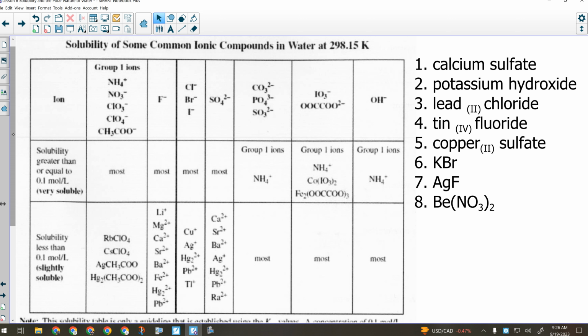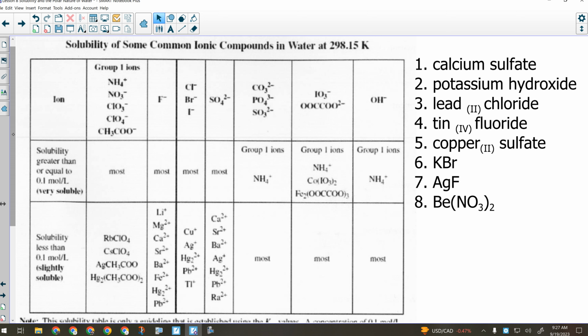So the solubility chart works like this. It'll tell us whether something is soluble or only slightly soluble. When they say slightly soluble, we're going to say, for all intents and purposes, insoluble. In other words, it would form a precipitate, okay? So what we do is we look at the first row of our table here, okay?